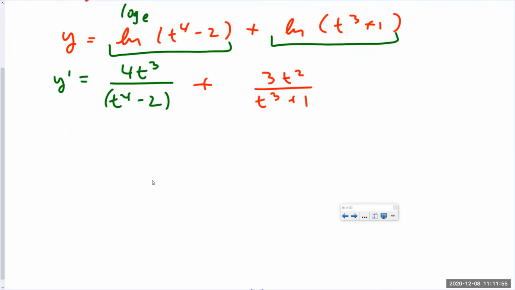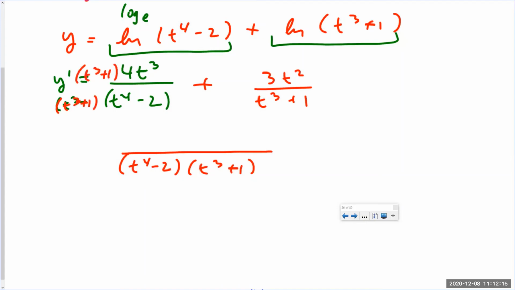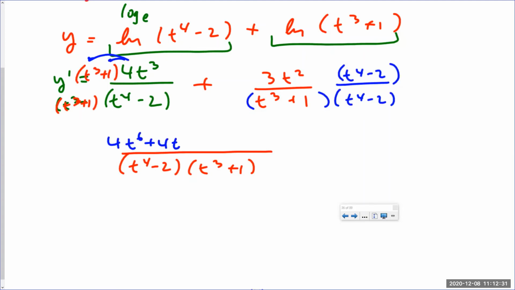Yeah, on your test, you will have to do some common denominators. So it's worthwhile just getting a common denominator here. Okay, guys, if you wanted to get these to have the same denominator, on this side, you need to multiply by t cubed plus 1. On this side, you're going to have to multiply by t to the 4th minus 2. Okay, so the common denominator here would be, you're going to distribute this 4t cubed, which is 4t to the 6th plus 4t cubed. That's your, oh, sorry, what'd you say?